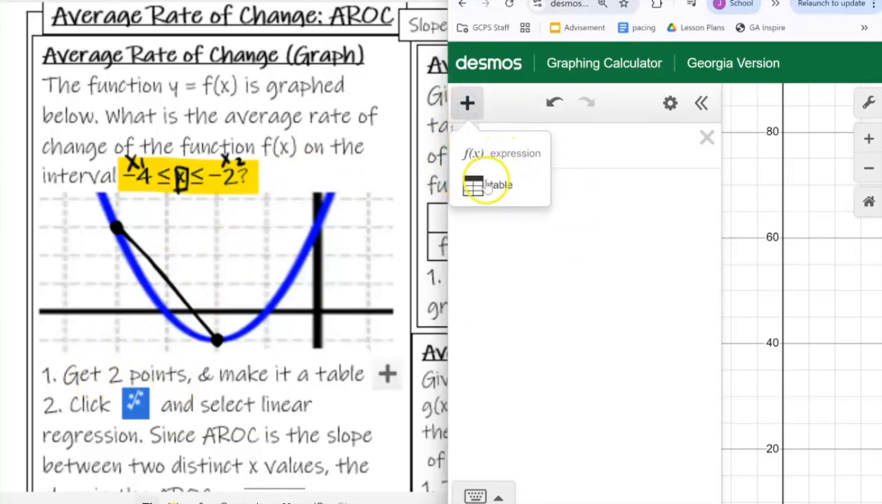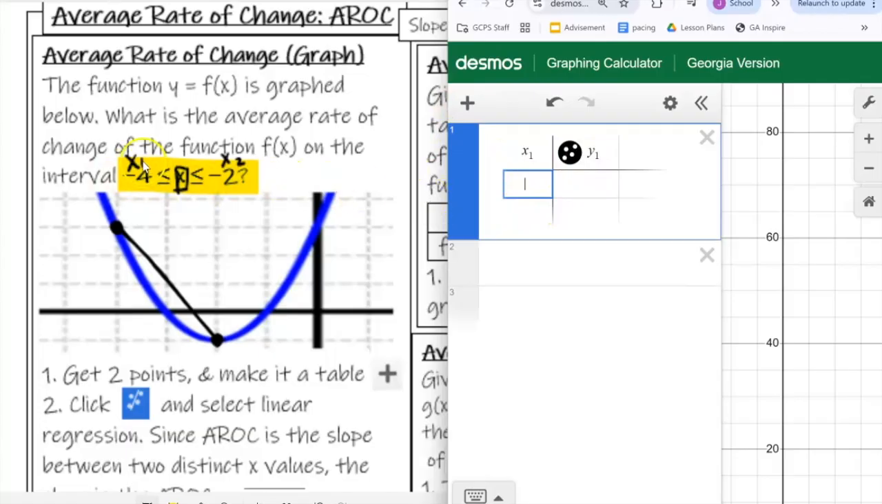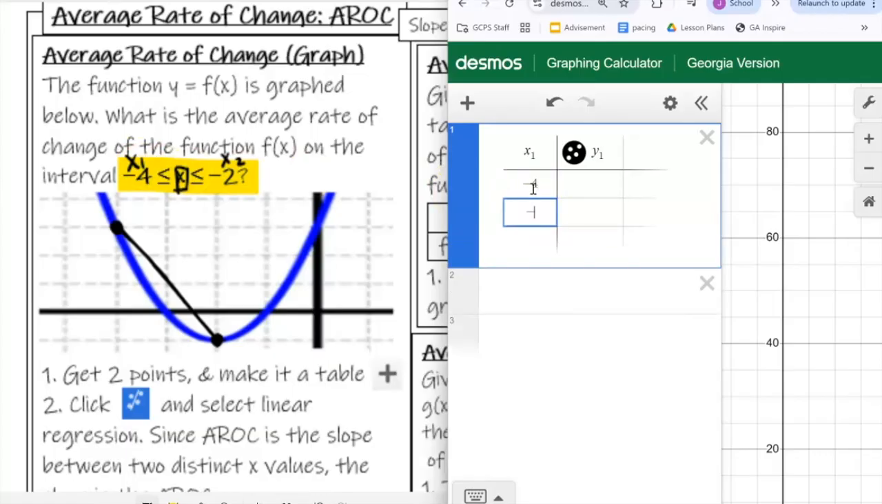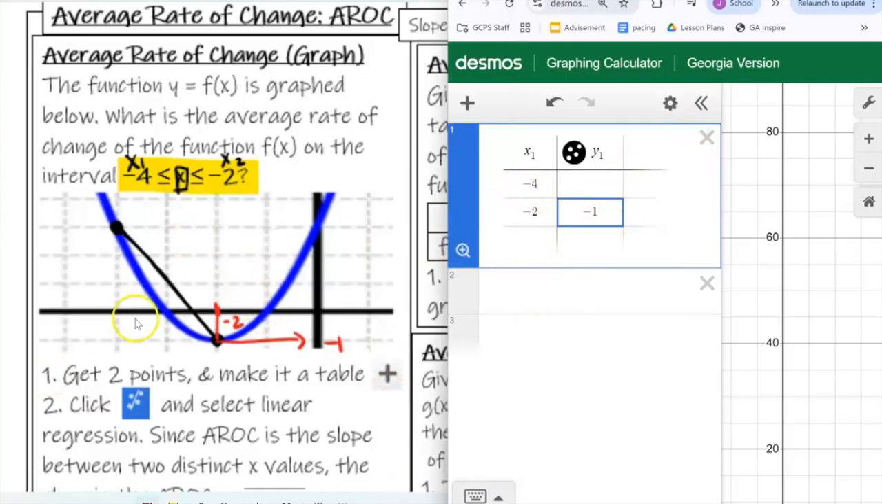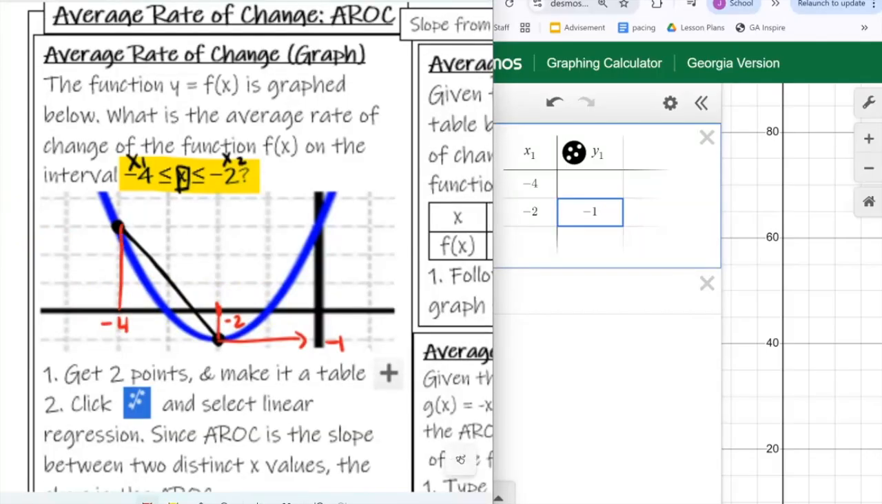So let's get 2 points and make it a table. So here's my table. My first one is -4, so I'm always just going to put my first one is -4, my second one is -2. So I just need the corresponding y values. Well, what are those corresponding y values? So let's take a look at it. When x is -2, y is what? -1. When x is -2, y is -1. When x is -4, so when 1, 2, 3, 4, when x is -4, again, you go up to the graph and then go to the y value, y is 1, 2, 3.